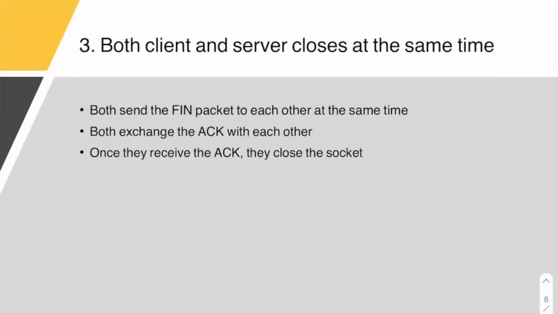A third case is when both client and server want to close the connection at the same time. Both agree that, okay, neither wants to send data, and they agree at the same time. Now both will send the FIN packet to each other at the same time. And both will also exchange the ACK with each other. And once they receive the ACK for their respective FIN packet, they will close the socket. So this is the diagram here.